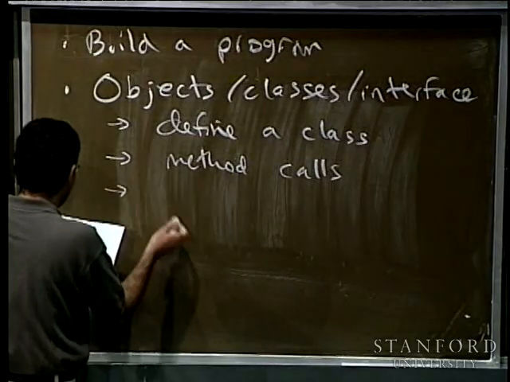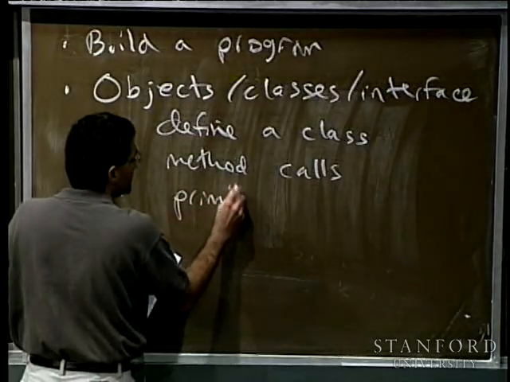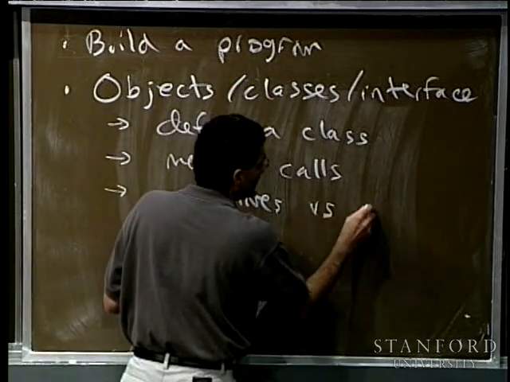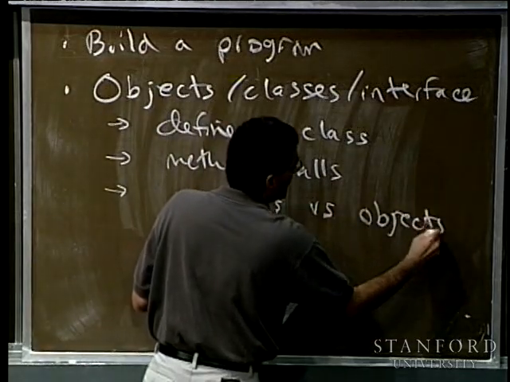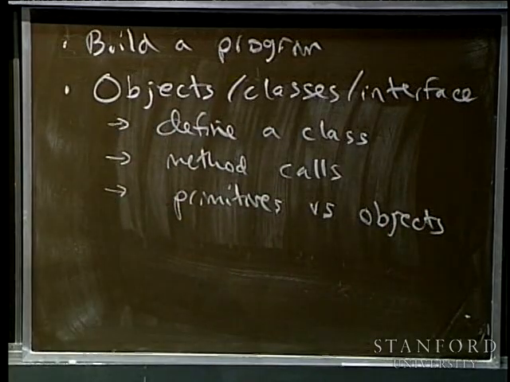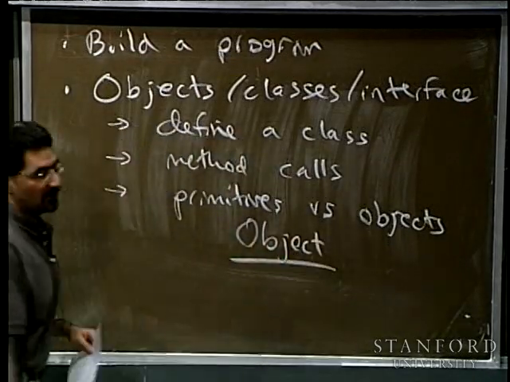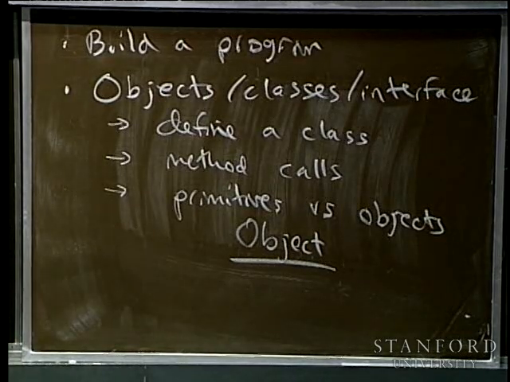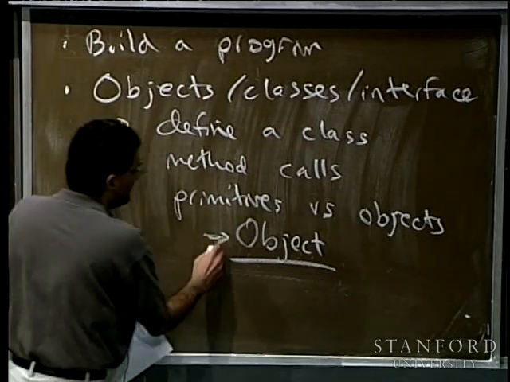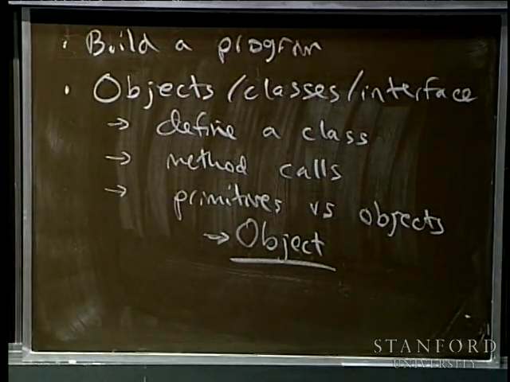Related to that is the notion of primitives versus objects. What are the primitive types? What does it mean for something to be an object? The general, generic type Object: all things that are objects are a subclass of the type Object. So if you want to write something that is entirely generic, you can write it in terms of being able to keep track of an object, for example.